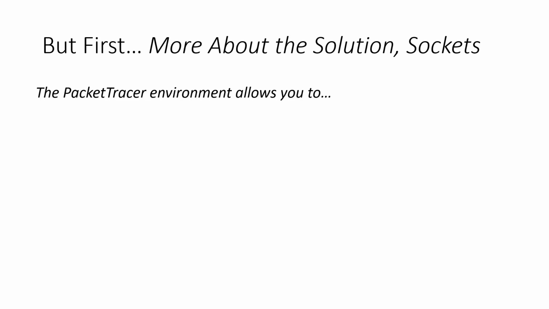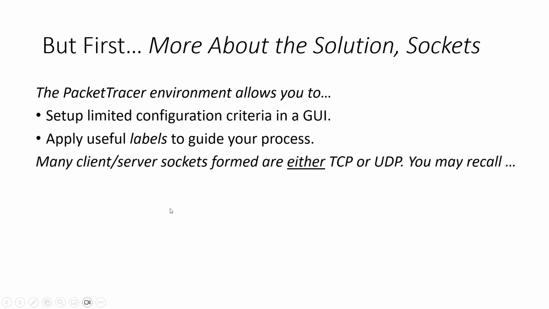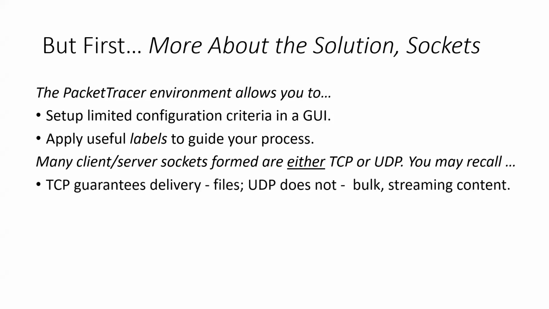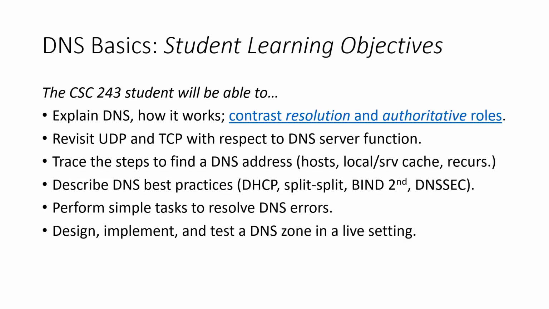So in the packet tracer environment, it allows you to set up configuration criteria in a GUI, right? And it allows you to use useful labels in your process. And there are a lot of different sockets that are formed, either TCP or UDP. And we're going to come back to this, but TCP guarantees delivery, UDP does not. If it comes to quick, bulk, or streaming content, that's typically a connectionless session. Reliable two-way connections deliver, they guarantee delivery, right?